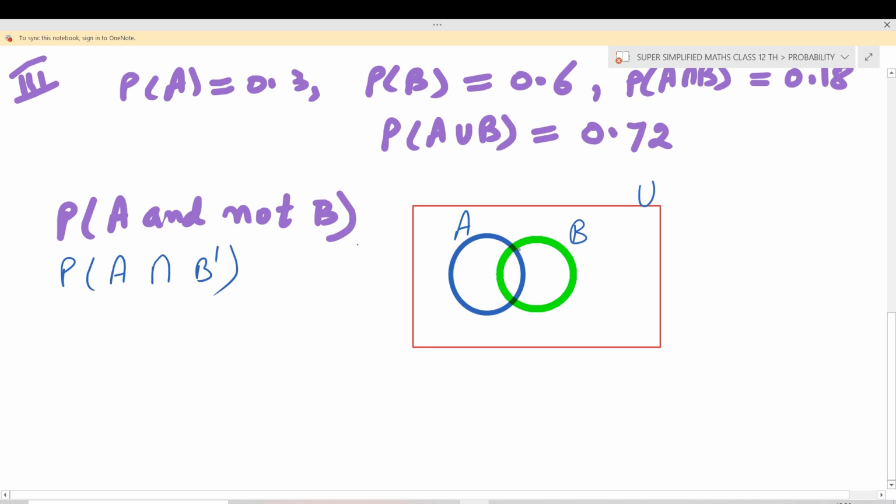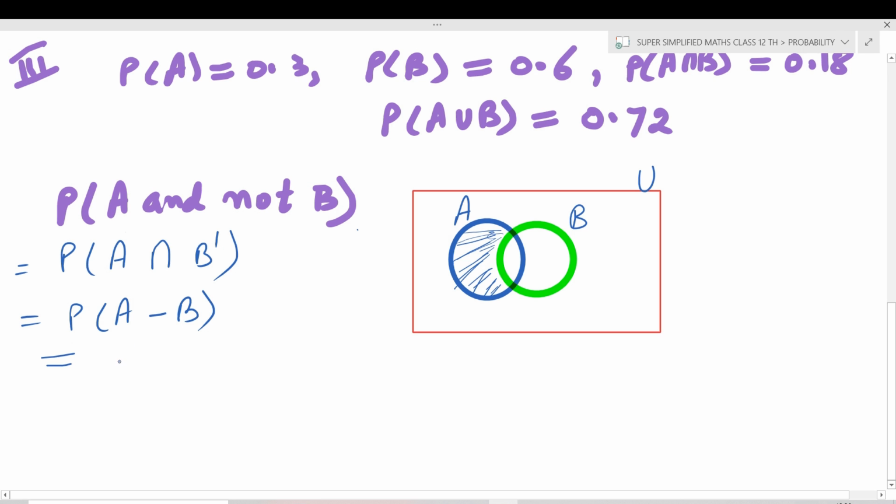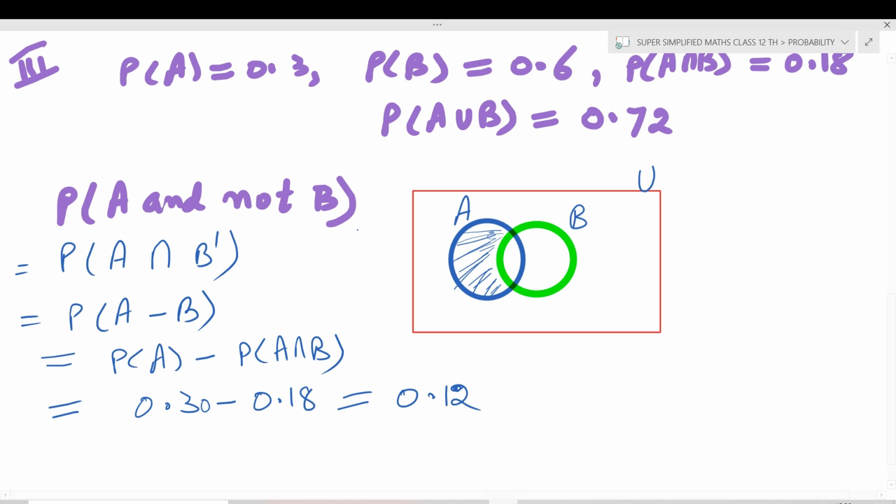So now you see, if I take B complement, that will be the whole portion of the universal set except B. That means everything outside this green circle is included in B complement. And if I take its intersection with A, that will give me this portion. This shaded portion gives me A intersection B complement. And this shaded portion is also represented as A minus B. So probability of A minus B, meaning A but not B, is given by probability of A minus probability of A intersection B. Now probability of A is 0.3 and probability of A intersection B is 0.18. Now 0.3 can be written as 0.30 and you subtract and you get 0.12. So this is the required probability.